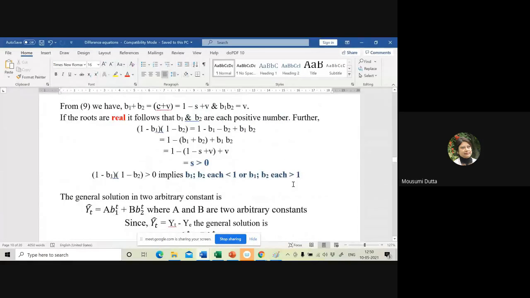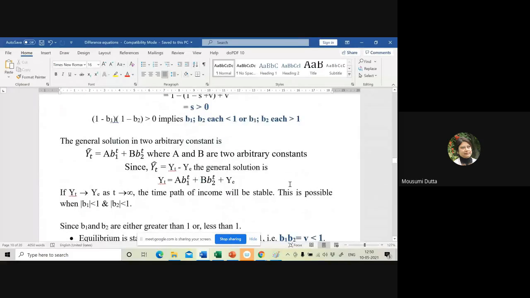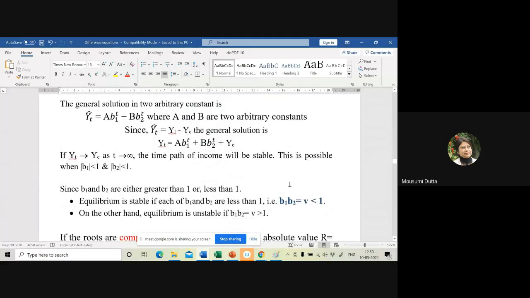And so this was one conclusion. Both of them can be less than 1, both of them can be greater than 1. Then I came to this: since B1 and B2 are either greater than 1 or less than 1, the equilibrium will be stable if all of them are less than 1, because the stability requirement is modulus of B1 less than 1, modulus of B2 less than 1. So that their product B1 into B2, which is V, is less than 1.